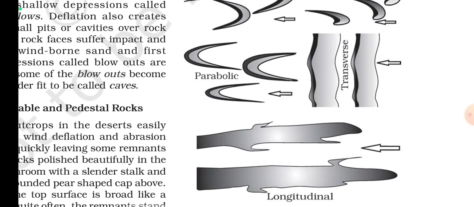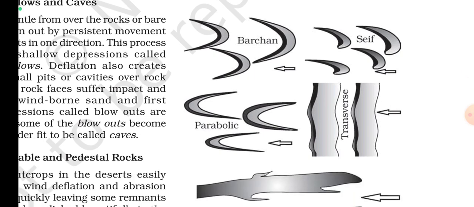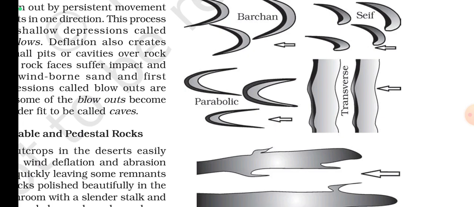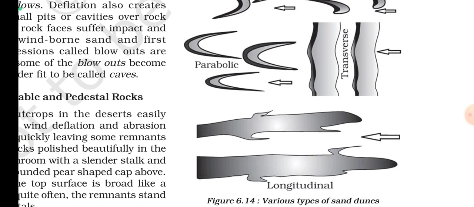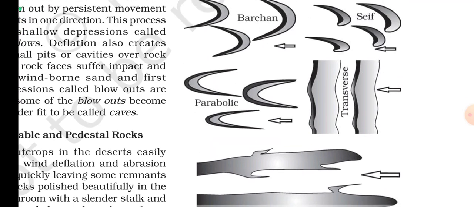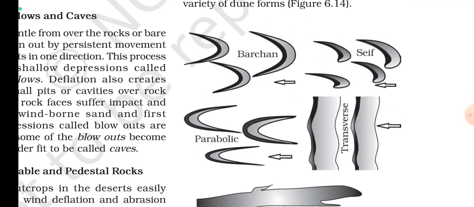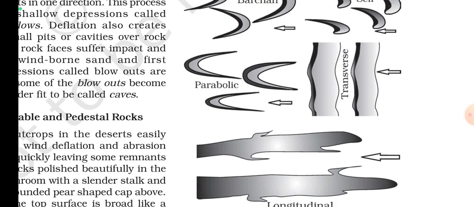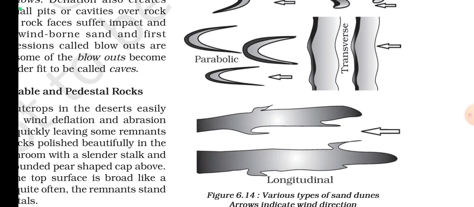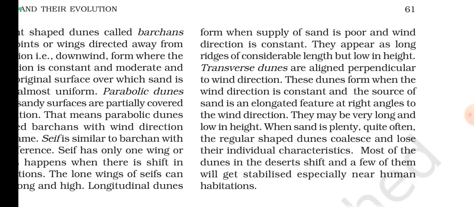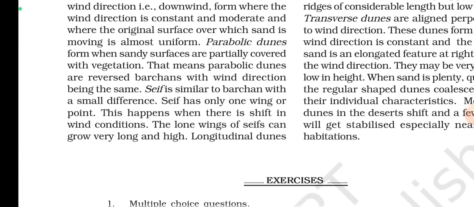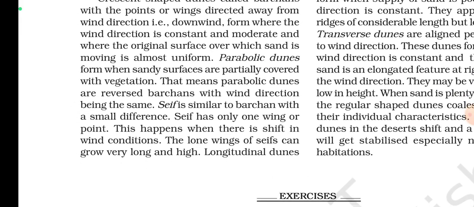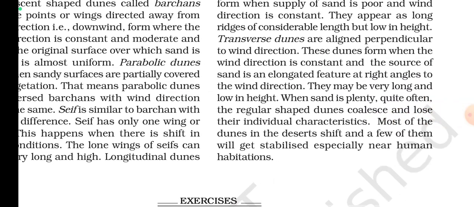तो एक बार ये जो है पिक्चर को देखो, लॉन्गिट्यूडनल ऐसे होता है, ट्रांसवर्स जो है परपेंडिकुलर होता है, ठीक है. तो ये ट्रांसवर्स ड्यून है देखो, लॉन्गिट्यूडनल होता है, ये लॉन्गिट्यूडनल ड्यून, सब बारखान. सीप जो है इसका एक ही विंग होता है, और पैराबोलिक उल्टा हो जाता है ये, ठीक है, बारखान का उल्टा होगा पैराबोलिक ड्यून्स. Parabolic dunes form when sandy surfaces are partially covered with vegetation. So that means parabolic dunes are reversed barkhans when wind direction being the same.